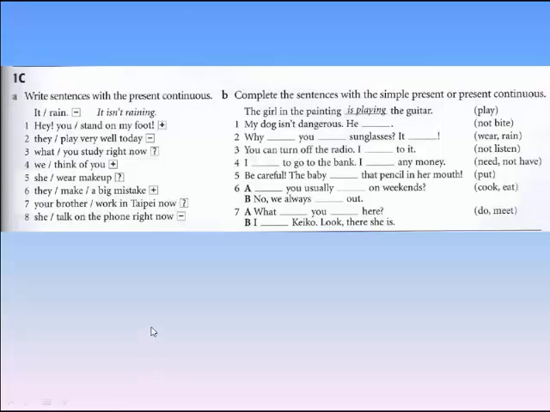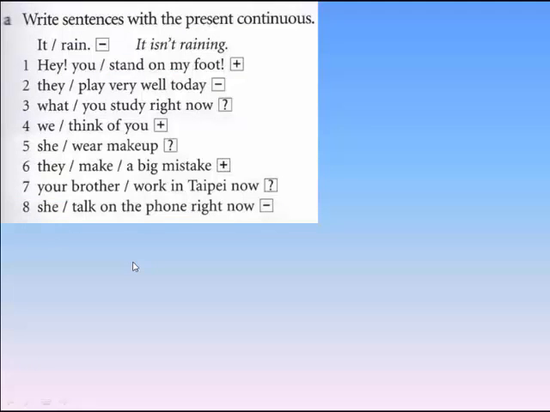The book introduces these 2 exercises. Exercise number 1 and exercise number 2. Exercise number 1 is very mechanical. It is not communicative at all. It is just practice writing sentences with present continuous.